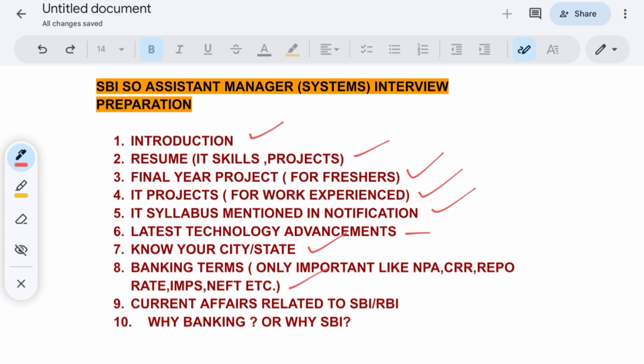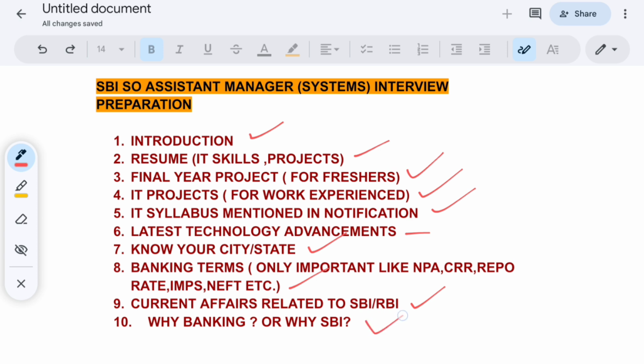And the ninth point is the current affairs related to SBI and RBI, because only these two bodies are important for this interview. One is SBI itself, and the other is RBI. You should study the last 1 to 2 months of current affairs related to SBI and RBI only. You don't have to worry about all the current affairs. They can ask you what the latest technology we are adopting is, and if you have read the current affairs, it will be very easy for you to tell.